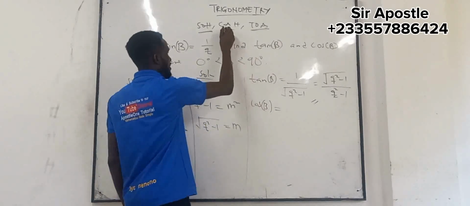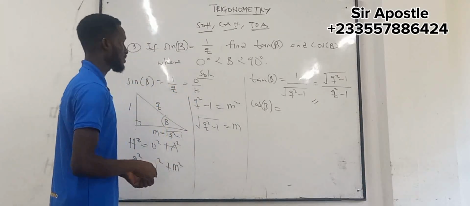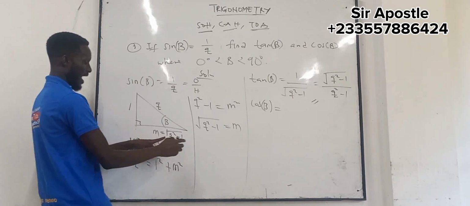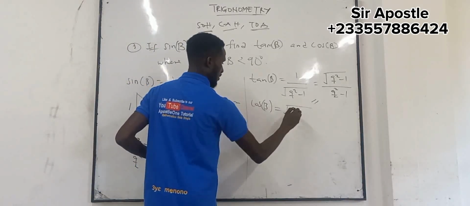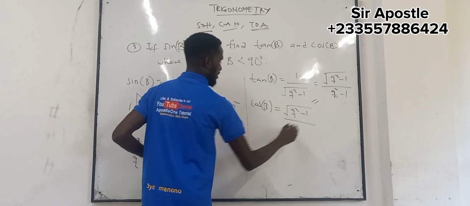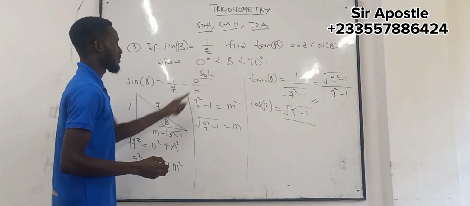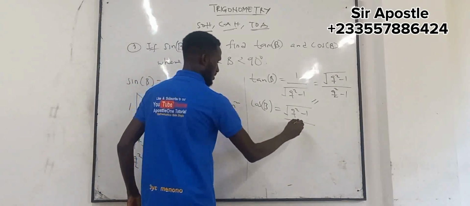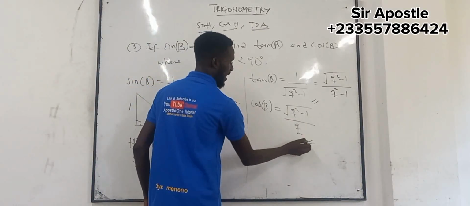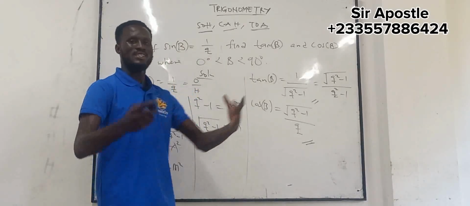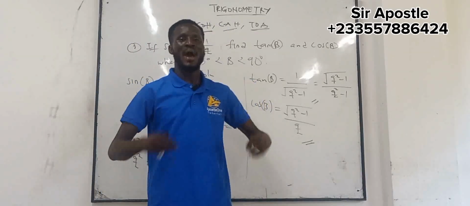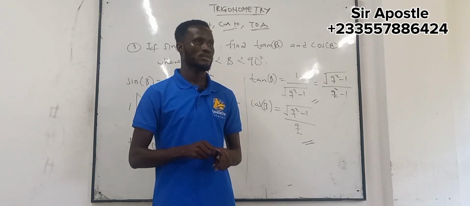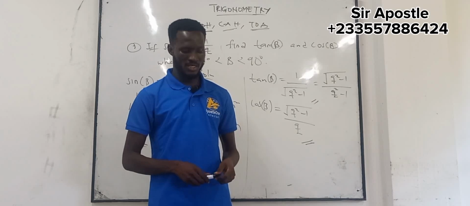Now, cos B. Cos is CAH, adjacent over hypotenuse. The adjacent is M, the root of Q squared minus 1, divided by the hypotenuse, which is Q. We are done. This is as simple as ABC. That is how we apply the secant.